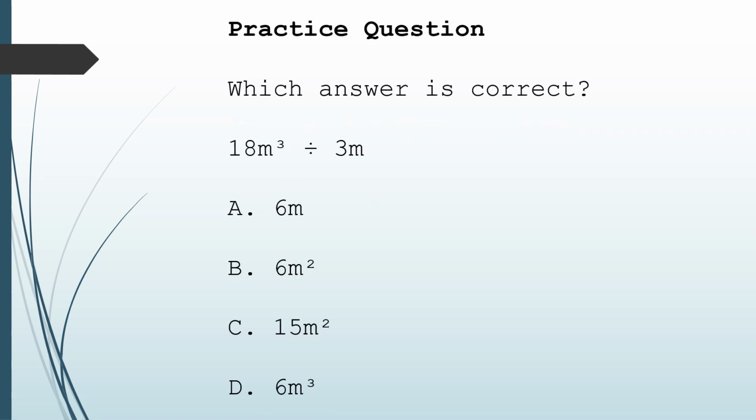Now it's your turn. Which answer is correct? 18m cubed divided by 3m. Take a moment to think about your answer. Is it A, B, C, or D? Let's check the answer.